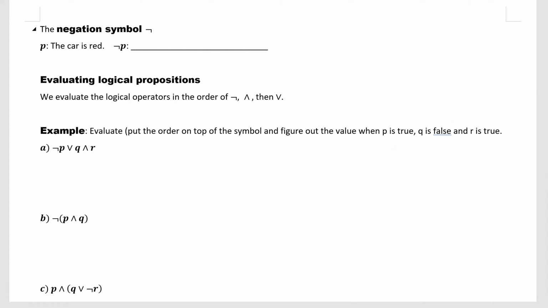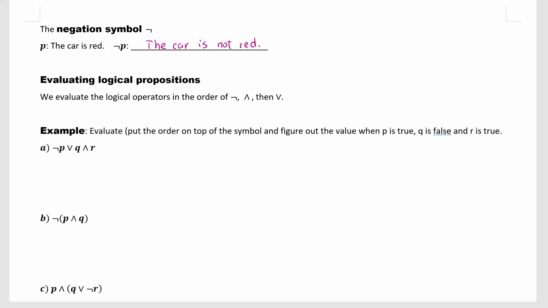Next, we have the negation symbol, not. All right. So P is the stated proposition. The car is red. Then not P means the car is not red, right? So the car is not red. And that is the not P, okay, negation.